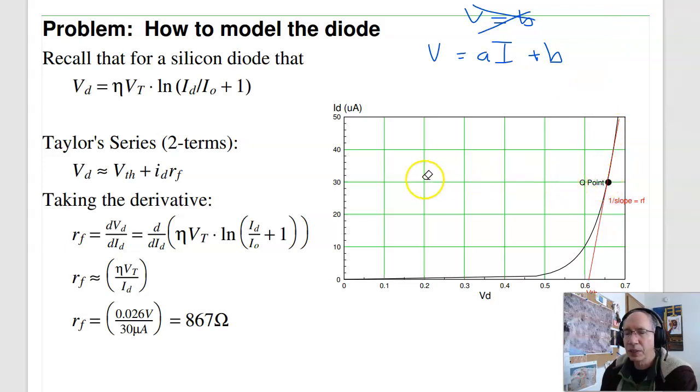Well, one problem you have is that the tangent depends upon where I am on the curve. So I need to know the DC operating point. That's my Q point.